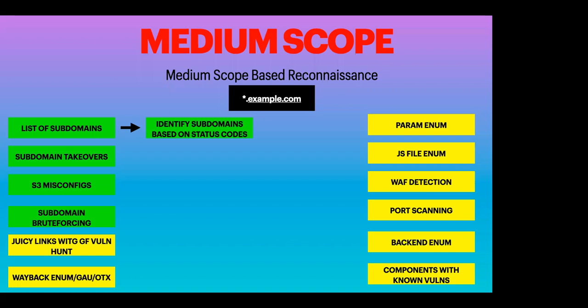Here, the green ones on the left are the additions that you have to make. All others remain the same. The steps remain the same as for small scope. So the first thing we can do is identify a list of subdomains. You can identify subdomains from different sources that I've already mentioned. You can identify subdomains based on status codes as well.